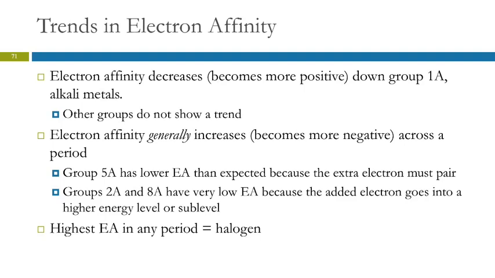So group 5A elements have lower electron affinities than expected because when you put that extra electron on there, it has to pair up with another one. And we see that groups 2A and 8A have very low electron affinities because the added electron goes into a higher energy level. So that's not very favorable. The highest electron affinity in any period is going to be the halogens, whichever halogen is in that period.